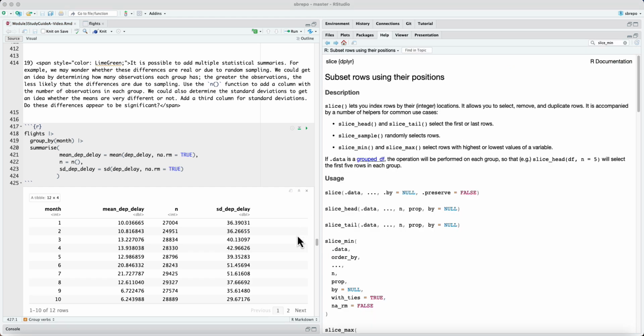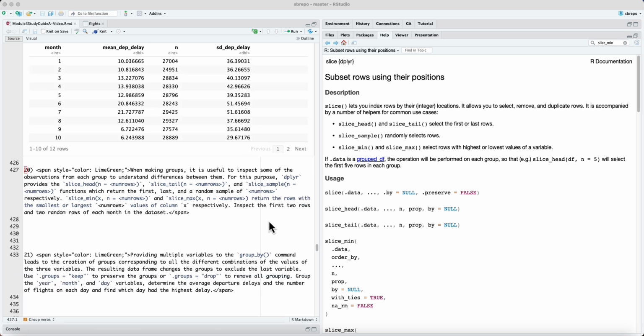dplyr also provides a set of verbs for inspecting and interrogating groups. For example, slice_head will provide the top n rows of each group. slice_tail will provide the last n rows of each group. slice_sample will give n random samples from the group. And slice_min or slice_max will provide n rows having the smallest values or the biggest values of the column x, depending on whether the function is slice_min or slice_max.